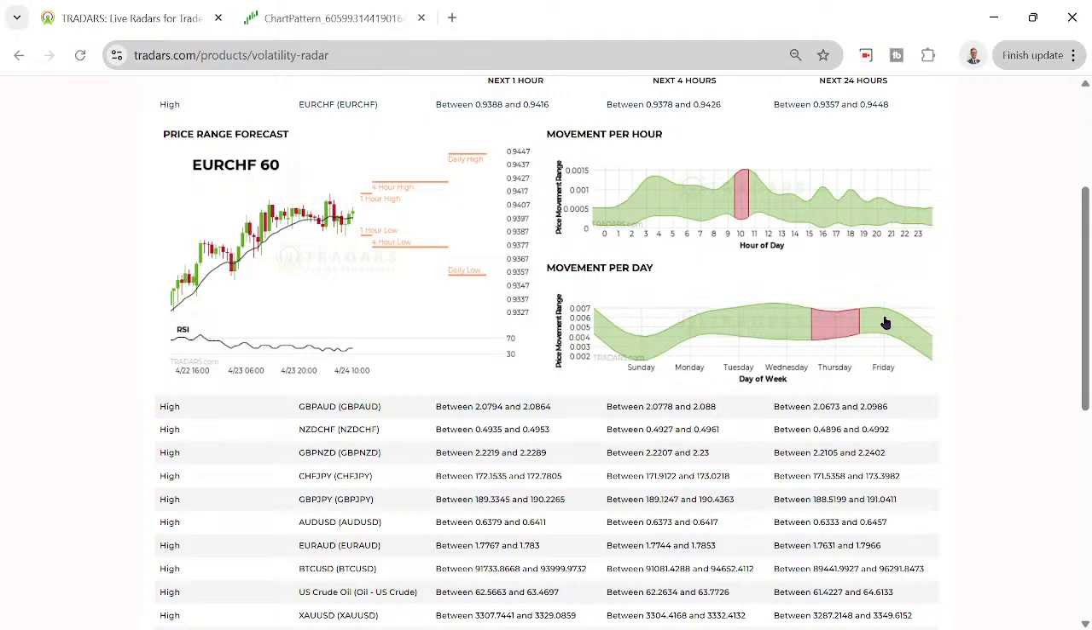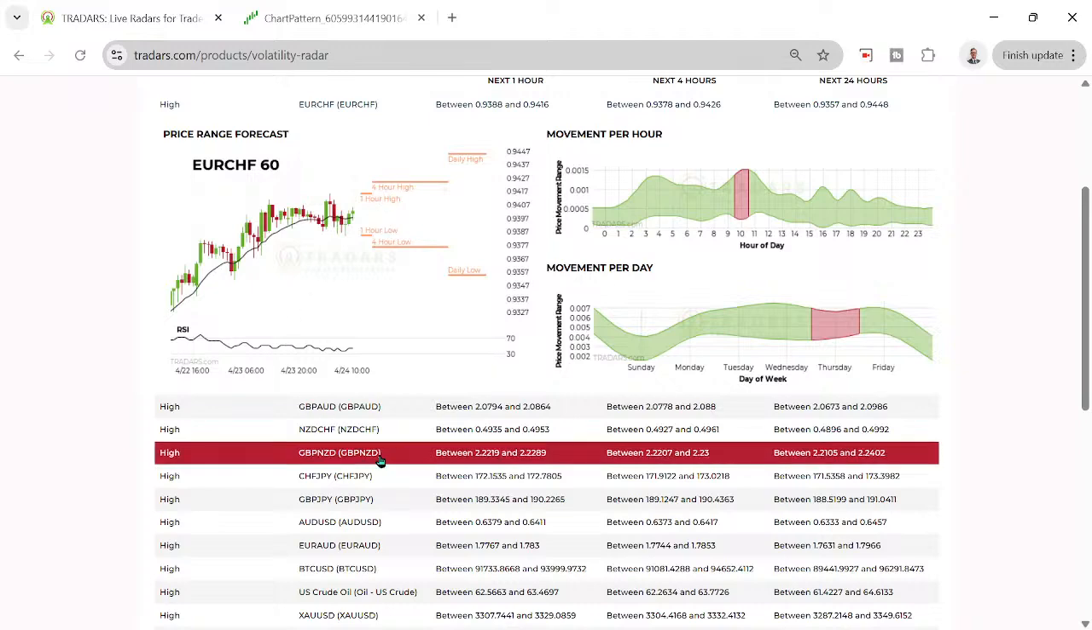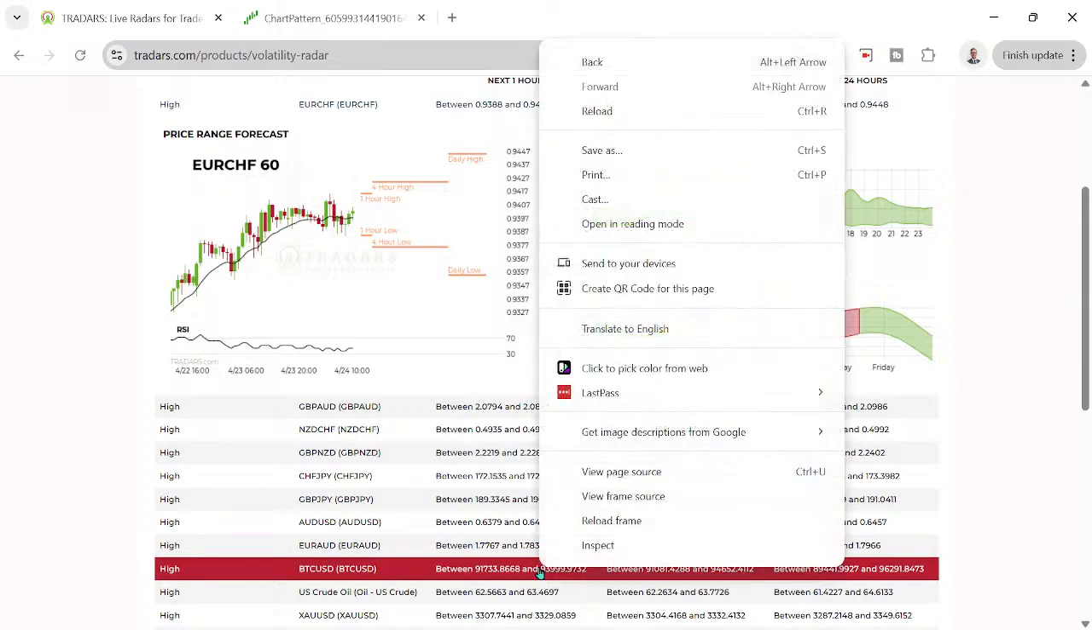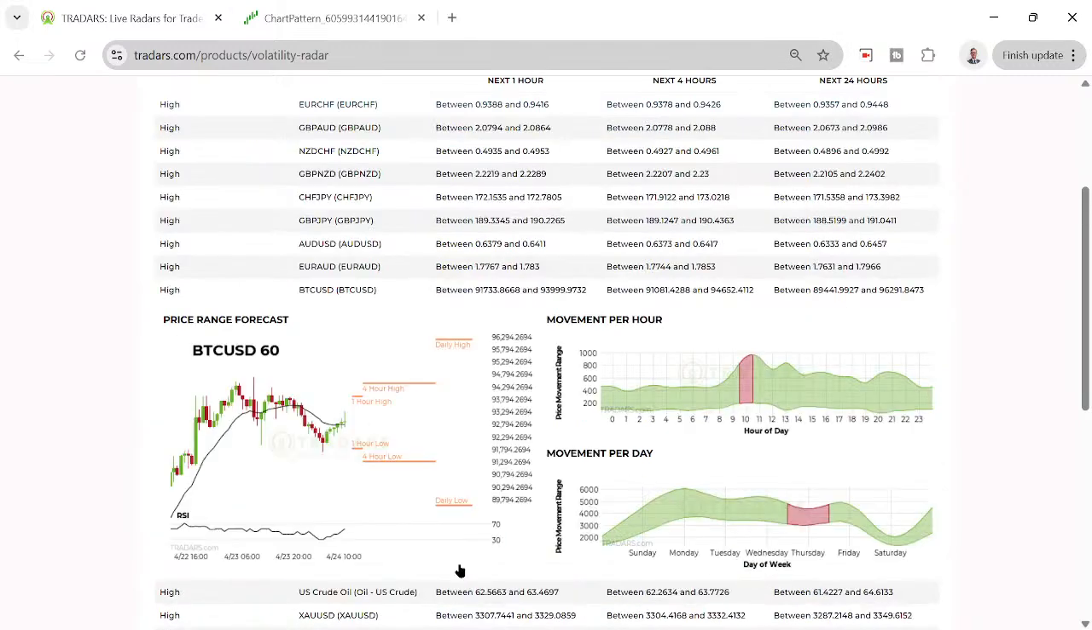Tomorrow on this pair, though, we lose volume pretty quickly. So really, we'd be lucky to get to the 4 hour high.